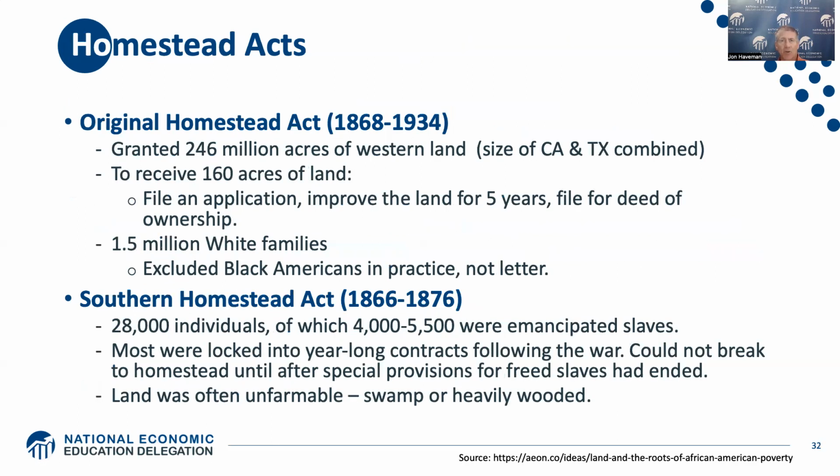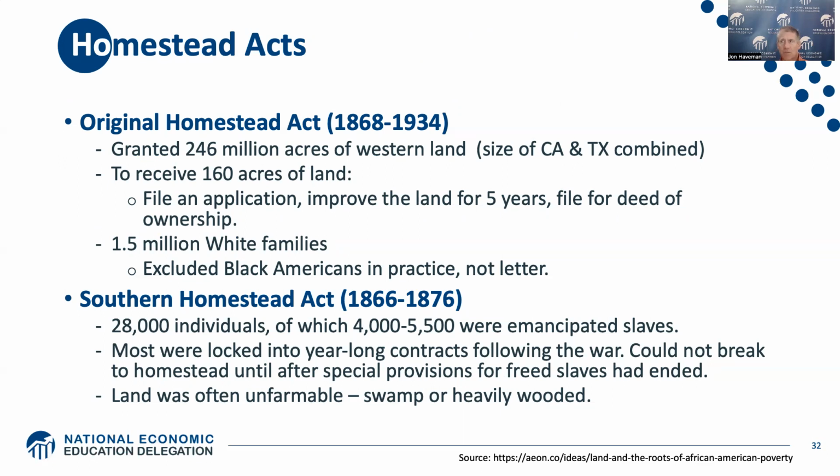The Homestead Act also turns out to be a pretty good example. Between 1868 and 1934, 246 million acres of Western land, about the size of California and Texas combined, was given away. You could apply for 160 acres of land; you had to file an application, improve the land for 5 years, and file the deed of ownership. About 1.5 million white families took advantage, and it excluded Black Americans in practice, but not in letter, right?